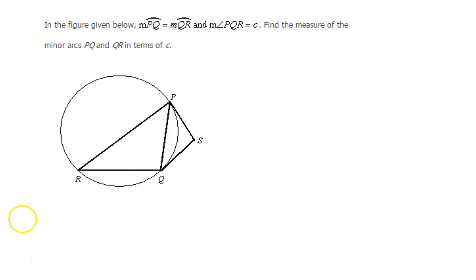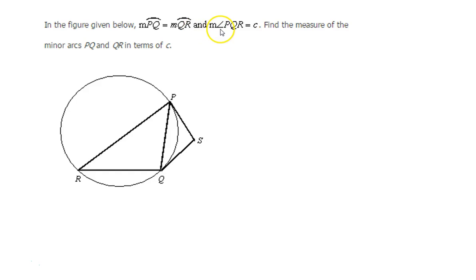And it says in the figure given below, we have that the measure of arc PQ, I know it's an arc because that's a little curvy thing there, is equal to the measure of the arc QR. So those two arcs are right here. Here's PQ, from P to Q. That's the arc, P to Q. And this arc is exactly the same length as Q to R. So from here to here. Those two arcs are the same because we're told they're the same.